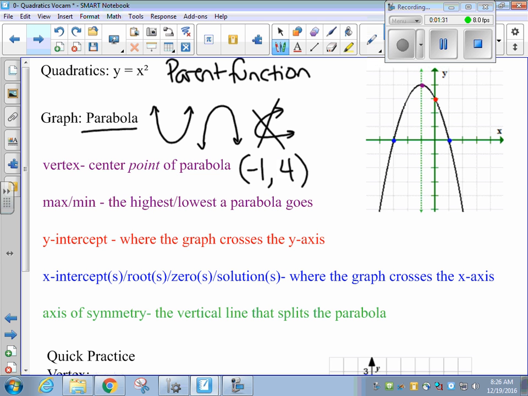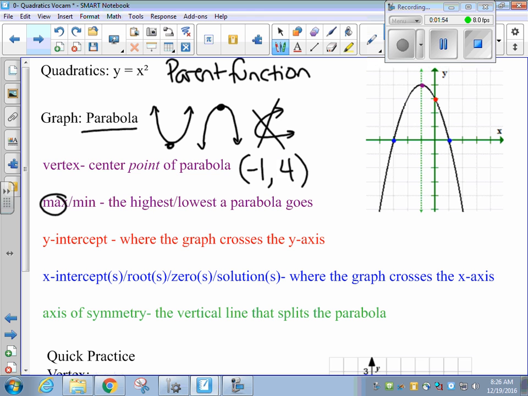The next vocabulary word we have is max or min, written out as maximum or minimum. Now, each parabola has either a maximum, such as this one, or a minimum, such as this one. Depends on if it's an upside down U or a right side up U. In the case of our quadratic to the right, we have a maximum.